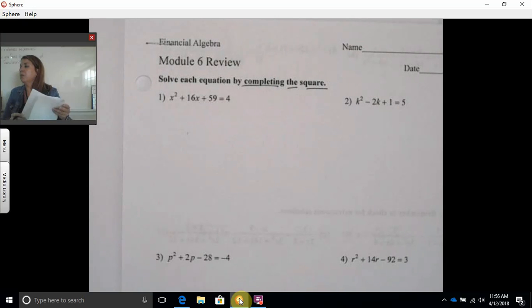Once I finish and let y'all do the rest, I'll pass back the notes so you'll have your completing the square notes. Okay, of course, if you turned them in.